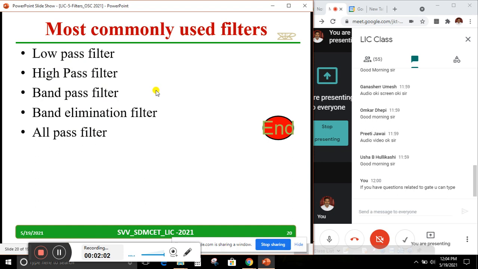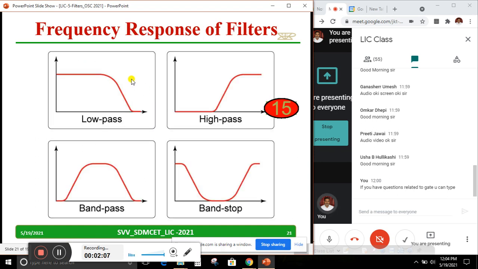Most commonly used filters are low pass, high pass, band pass and band elimination. And these are the frequency responses you might have studied. The low pass will pass the lower frequency and it will attenuate the higher frequency. The high pass filter will attenuate the lower frequency and pass the high frequency. Band pass will pass a set of frequencies. And band reject or band stop filter will reject a part of the frequencies. Before this frequency it is allowing, and after this particular frequency also it is allowing.